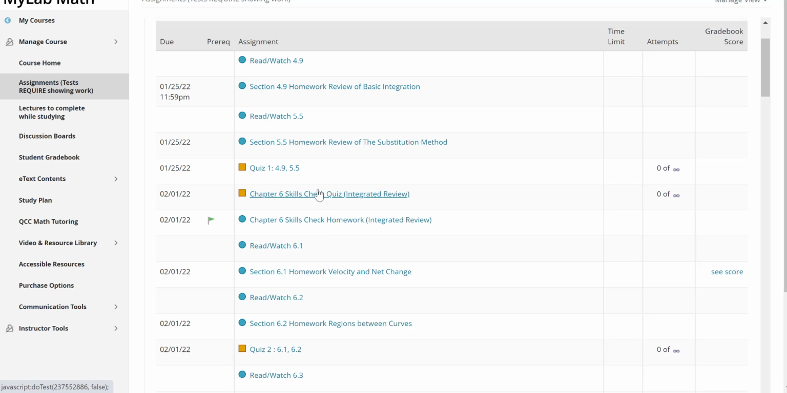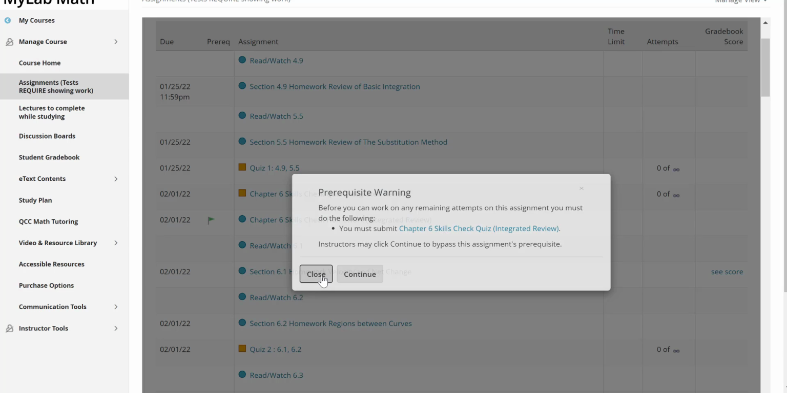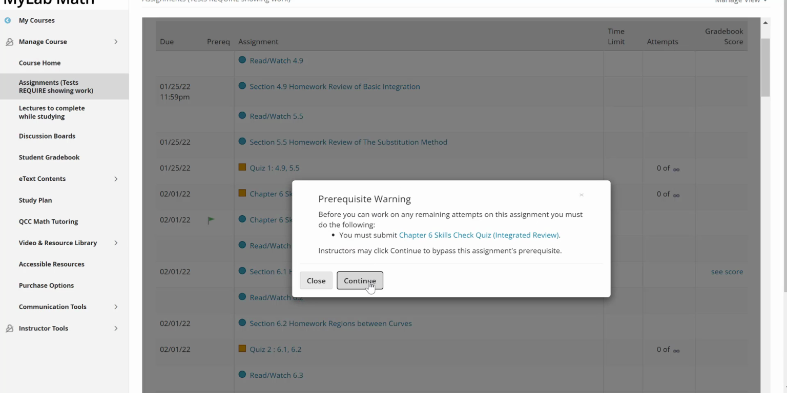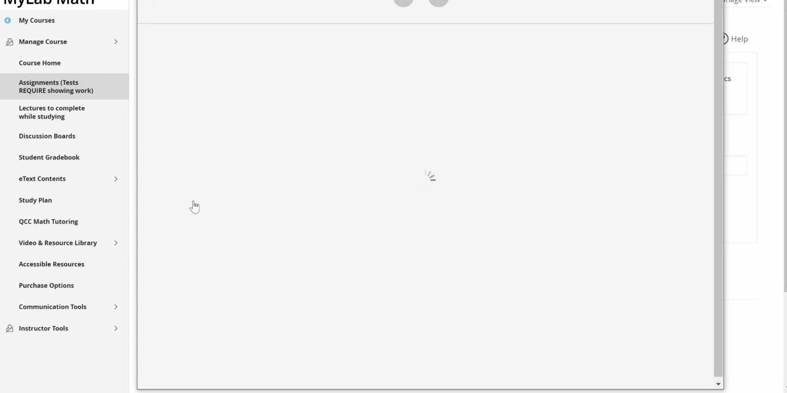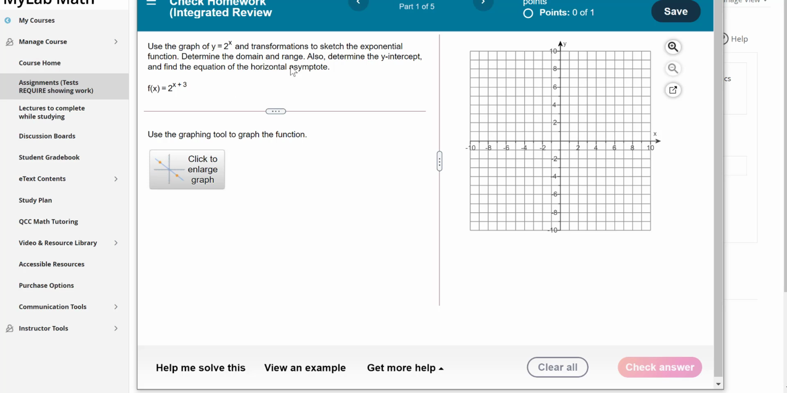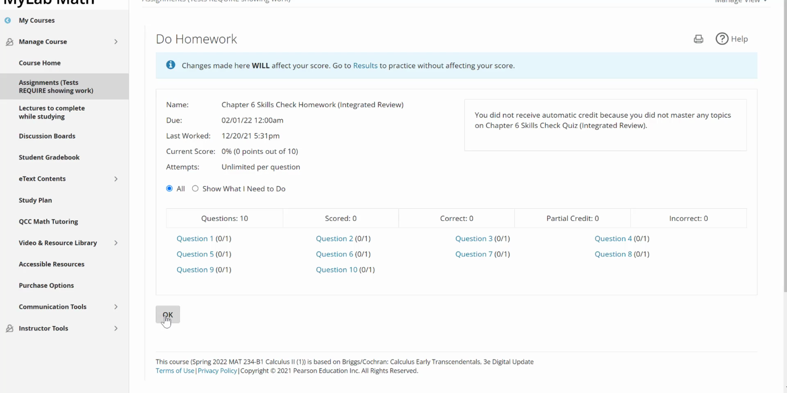You also have quizzes and homework for integrated review, which contain problems with algebra that is required for you to know in order to do the calculus ones. You see, transformation of 2 to the x, 2 to the x plus 3. This is pre-calc, right? Same here. Determine the amplitude. This is trigonometry. So make sure you solve these before you actually solve the homeworks.